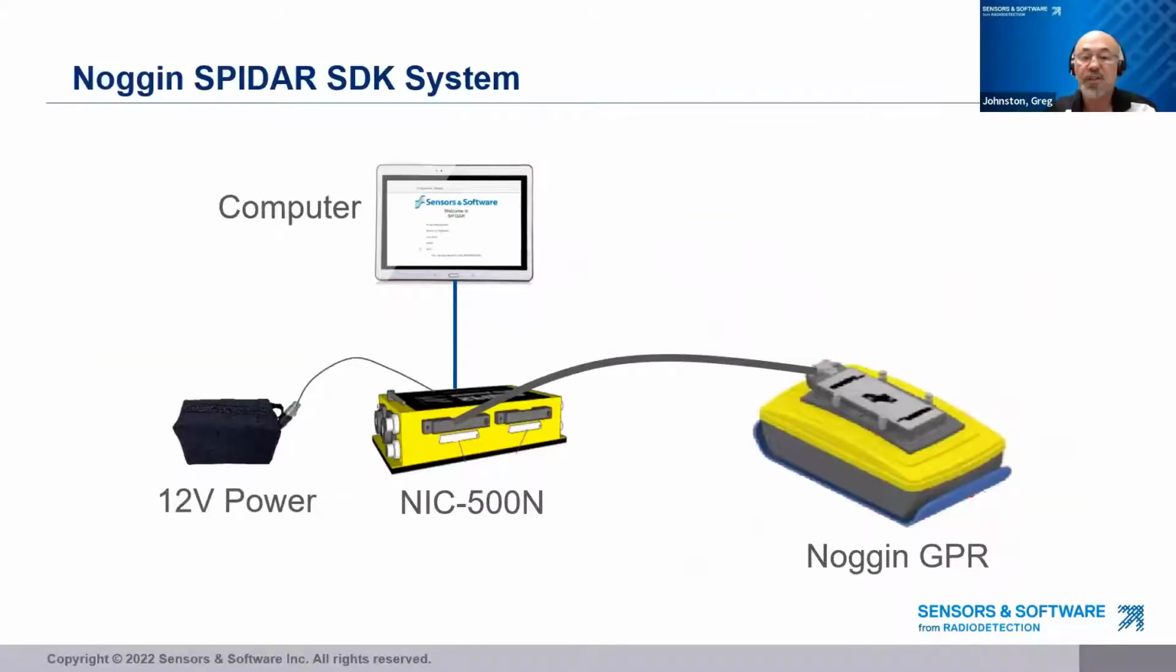If we look at the connections, they are quite simple. There's a cable between the NIC and the GPR, but the cable can be virtually any length from 30 centimeters to 30 meters. The NIC needs 12 volts of power and an Ethernet connection to a computer. That is the minimum components of a SPIDAR SDK system. So you can see how simple it can be. This example shows a noggin system, and specifically a noggin 500 GPR system.